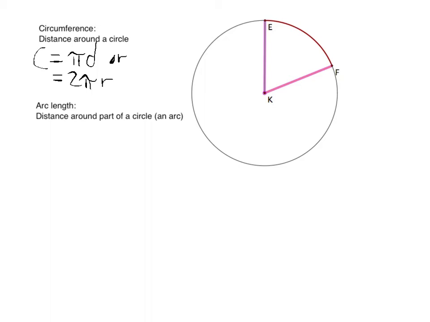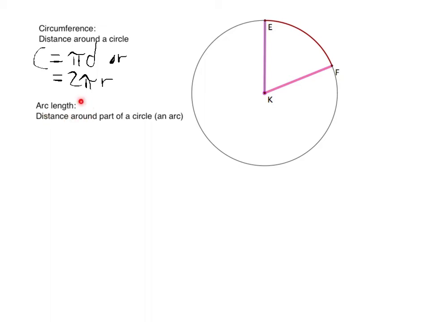Arc length, though, that might be something new for you. In a previous video we talked about what an arc means, but an arc is just part of the circle. So on the picture over here I've highlighted in red the arc EF. So when we talk about the arc length, we're talking about how far is it from E to F, or from F to E. That's the same distance. So we're just talking about the distance around part of the circle, and we call that part of a circle an arc.